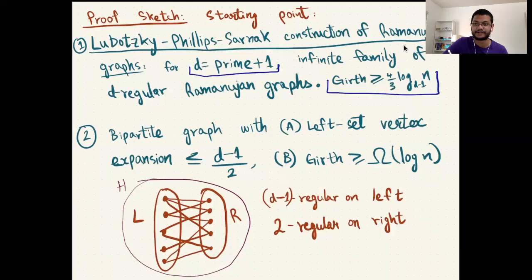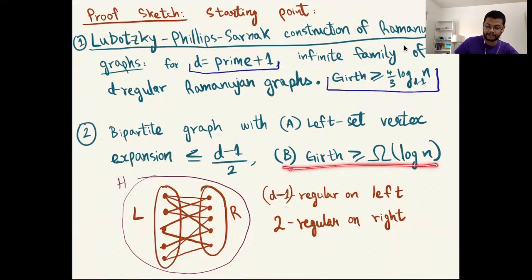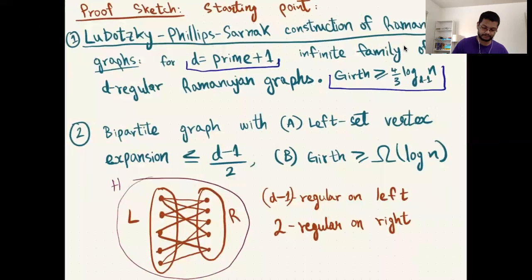And the second ingredient that we will need is a certain gadget graph. Namely, this gadget graph is a bipartite graph which has high girth. The girth is omega log n. Now, the left side actually has vertex expansion bounded by d minus 1 over 2, because it's a 2 comma d biregular graph. So just by virtue of it being a 2 comma d biregular graph, the left side has vertex expansion roughly d over 2.